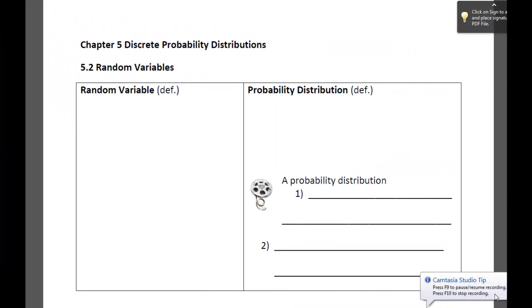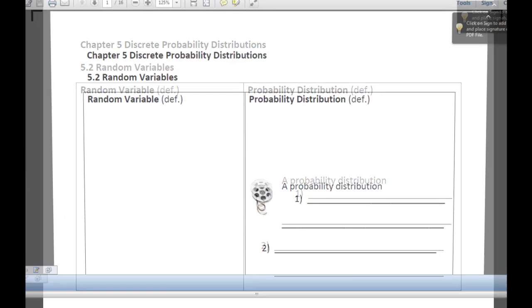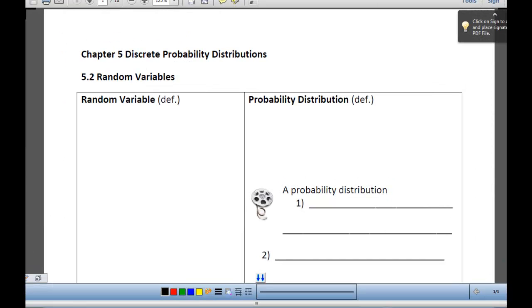A probability distribution is exactly what it sounds like. When we talk about a probability distribution, it's some type of tool that lets us know how probability is distributed amongst the possible values, the values of what would be a random variable. A random variable is a numerical or quantitative variable.